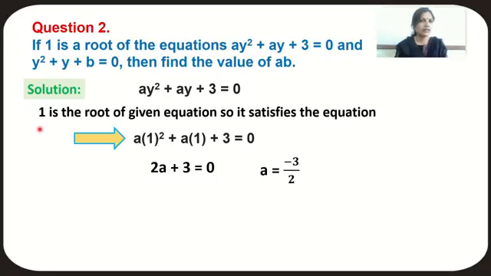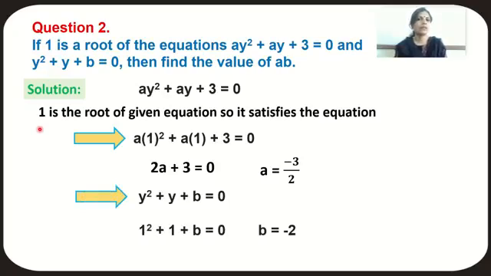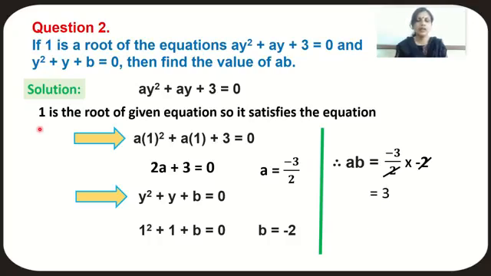Now let's take the second equation, y square plus y plus b. If we substitute 1 in place of y, we get b is equal to minus 2. We have got the value of a, we have got the value of b, but what we need to find out is the value of ab. So ab is equal to minus 3 upon 2 into minus 2. This 2 you can cancel, so you are left with minus 3 into minus 1, that is plus 3. So the value of ab is 3. Alright, this is how you have to find the answer.